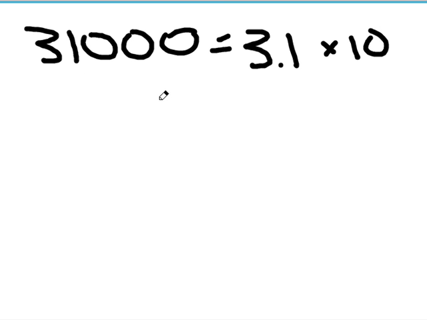Now, let's see how many decimal places that dot has to move, starting from 3.1 to get all the way to here. 1, 2, 3, 4. It has to move 4 spaces. So this is a 4. I probably should have drawn this one here better. Okay.